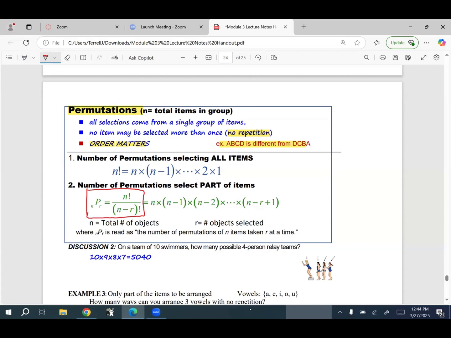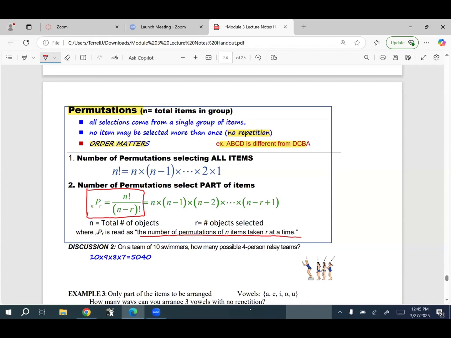And I want to go over what this means. This capital P stands for permutation. N, which I wrote underneath here, represents the total number of objects. And R represents the number of objects that we would select. So the way this is read is the number of permutations of N items taken R at a time. Again, you use a permutation when order matters. There's a total of N objects, and we are taking R at a time. R is the number of items we are selecting.